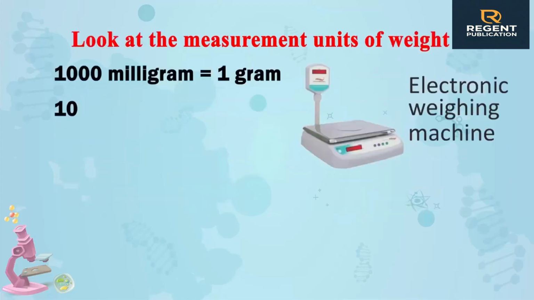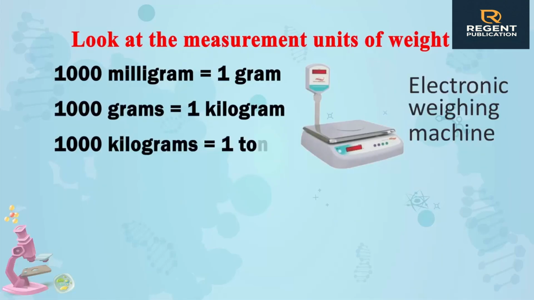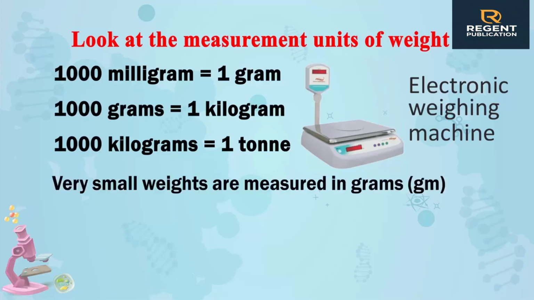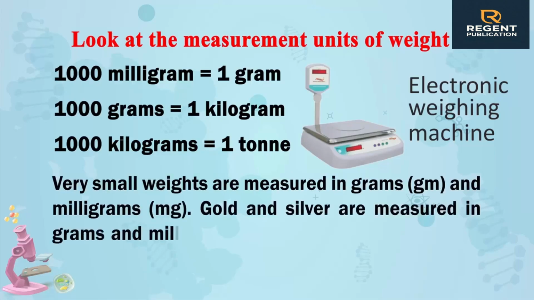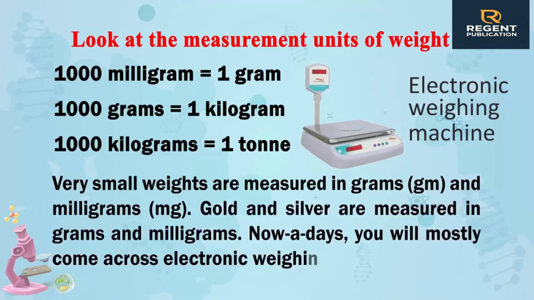Look at the measurement units of weight. 1000 milligrams equal to 1 gram. 1000 grams equal to 1 kilogram. 1000 kilograms equal to 1 ton. Very small weights are measured in grams, gm, and milligrams, mg. Gold and silver are measured in grams and milligrams. Nowadays, you will mostly come across electronic weighing machines.